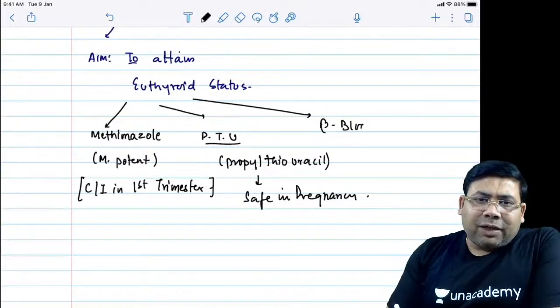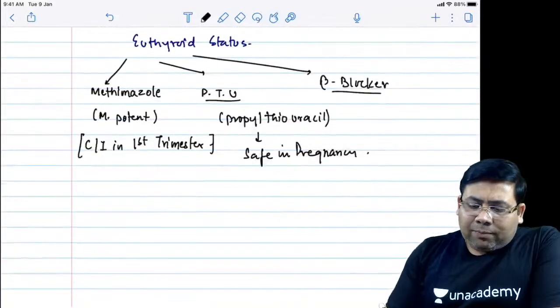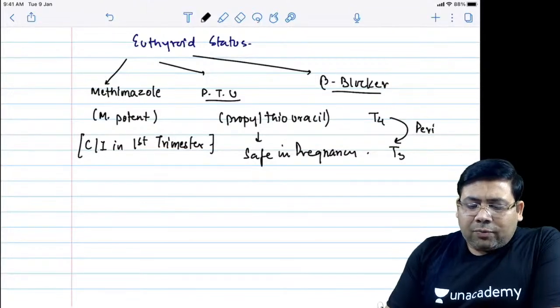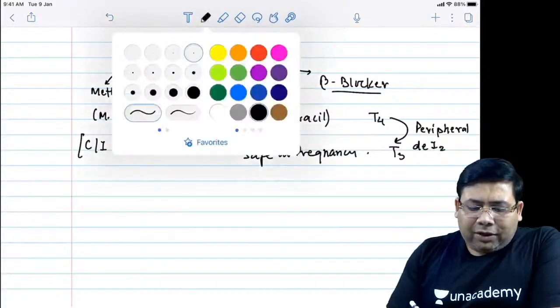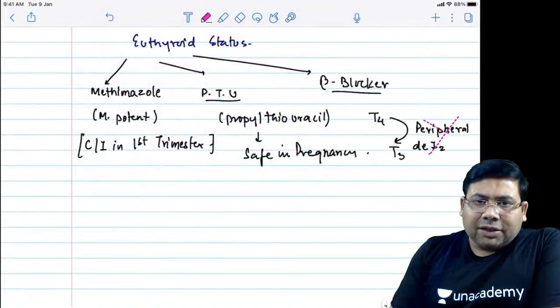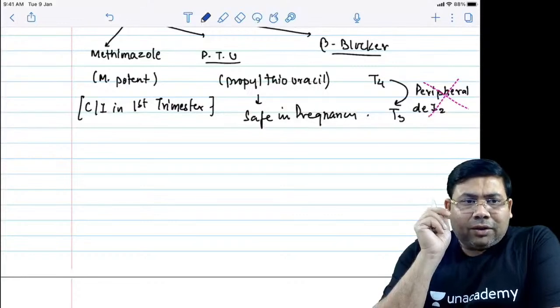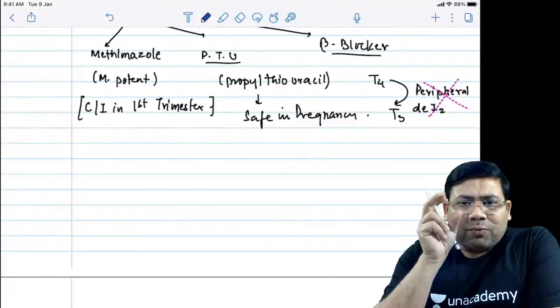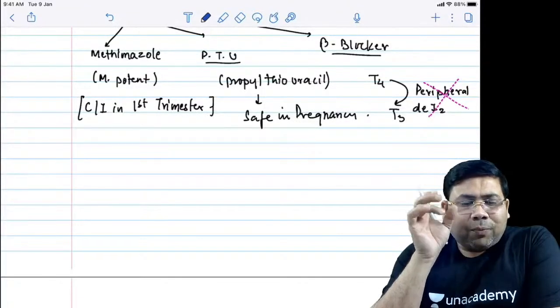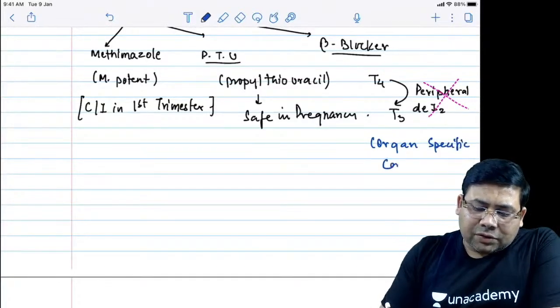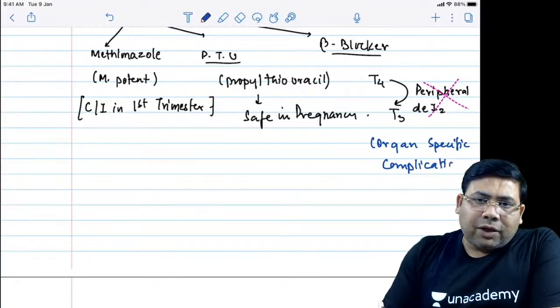Now what is the advantage of beta blockers? First of all, it blocks the T4 to T3 peripheral deiodinization. So peripheral deiodinization is blocked because of this, and that is why, first of all, the T3 is not formed. When T3 is not formed, the end organ receptors are actually responding to T3, not to T4. So the peripheral, organ-specific complications are reduced. Point number 1.